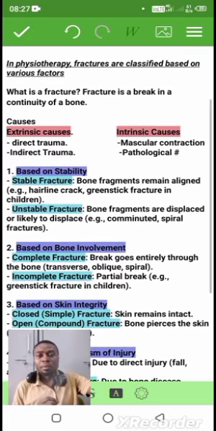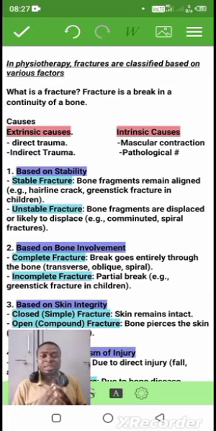One classification of fracture is based on stability. What do I mean? There is a stable fracture and there is an unstable fracture. When the bone fragments of a fracture are still aligned, intact, and have not been displaced, we call it a stable fracture. Examples are a hairline crack and a greenstick fracture, which is found in children.